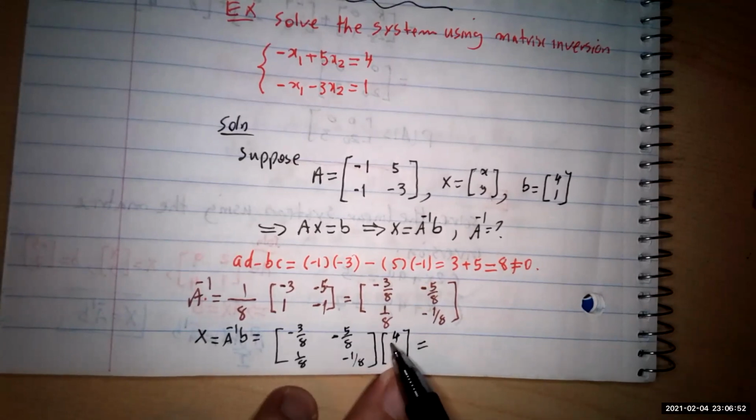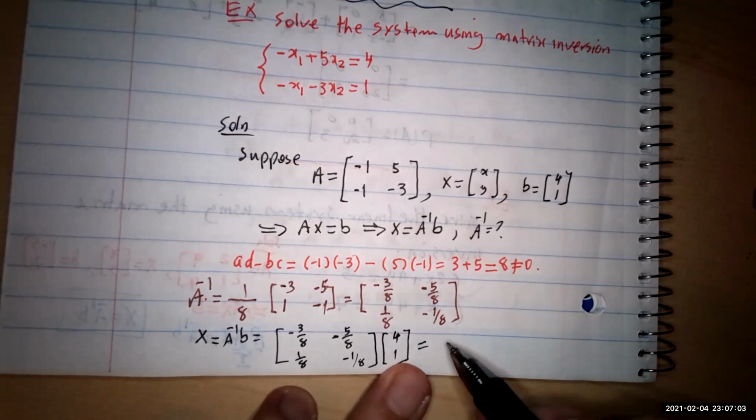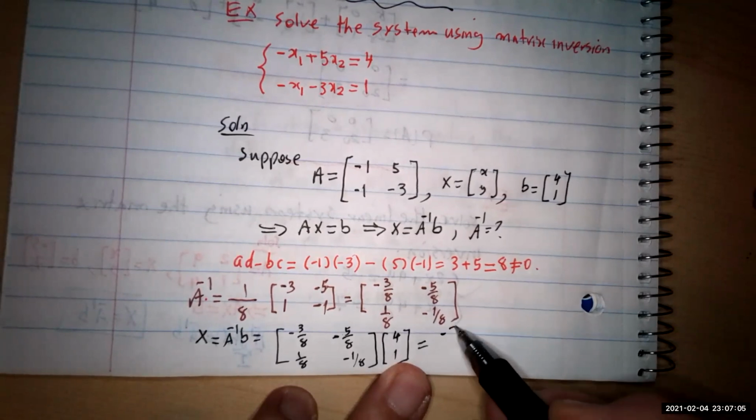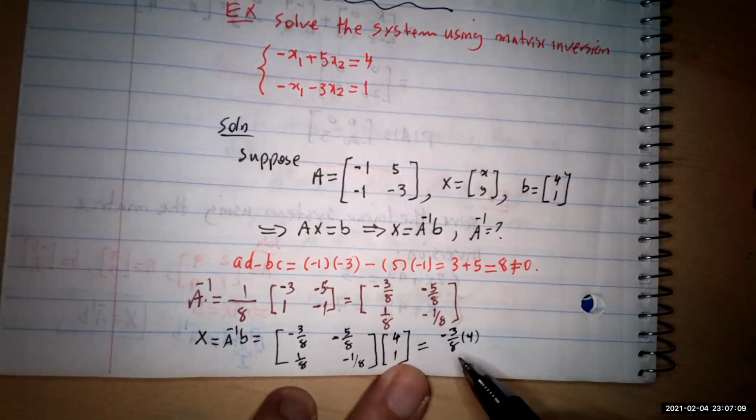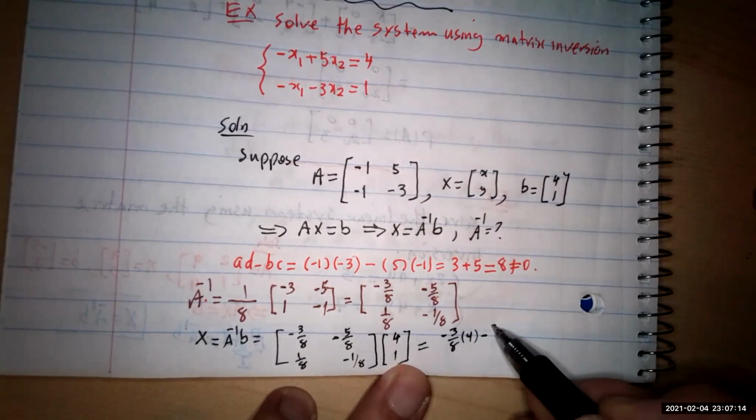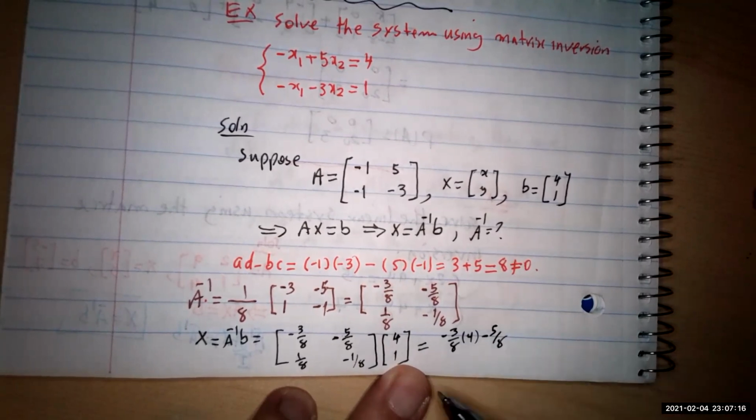-3/8 times 4, then plus -5/8 times 1. To get these numbers, I write it down for you. And this is it, -3/8 times 4. Okay, and this is going to be -5/8 times 1. Okay, that's the top entry.